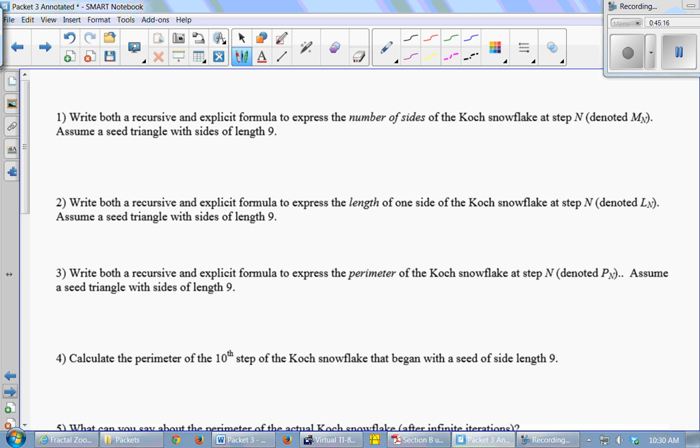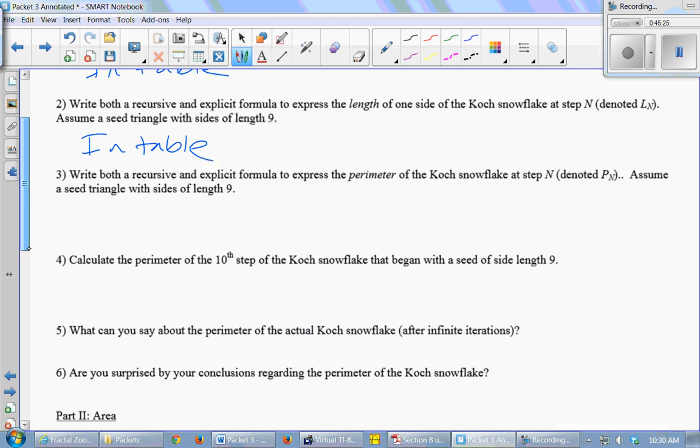So I did this in the table. And I did this in the table. And recursive, I did this in the table.